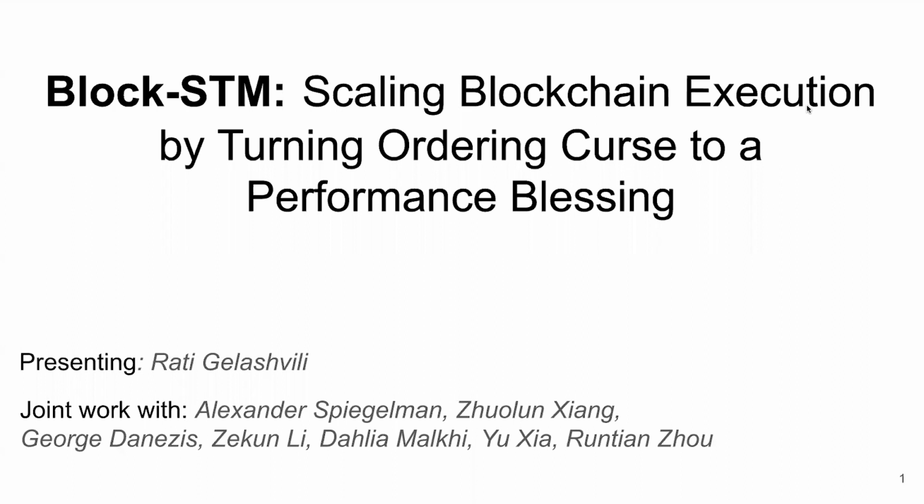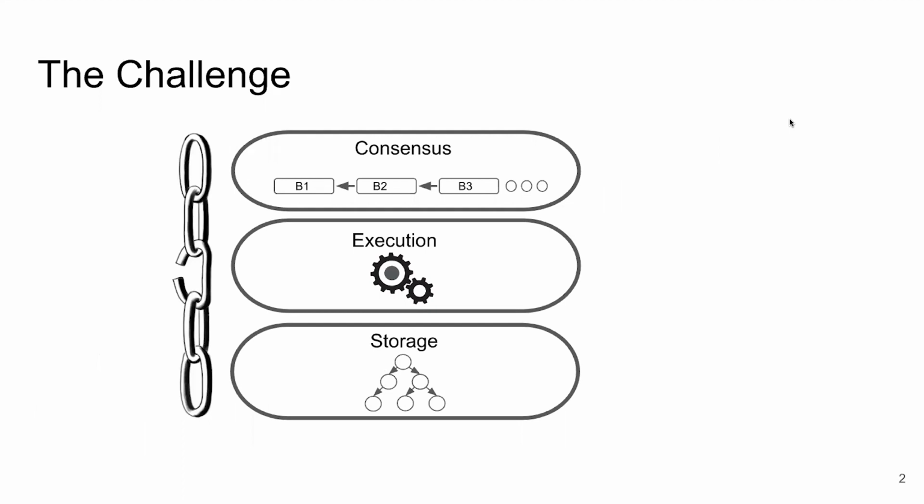This is just a very basic motivation slide. As we all know, a blockchain is a huge system and usually it has a layered architecture. We have a consensus part where we agree on a sequence of blocks. Once we agree on the sequence of blocks, we execute the transactions in the block, this globally ordered sequence of transactions, and then we save them in storage.